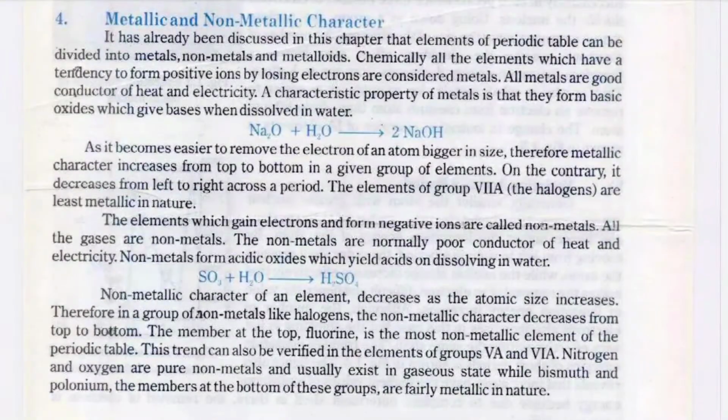Before talking about the metallic and non-metallic character, you should know that the periodic table is divided into three basic categories of elements. The first one is metals, and then the metalloids, and then the non-metals.